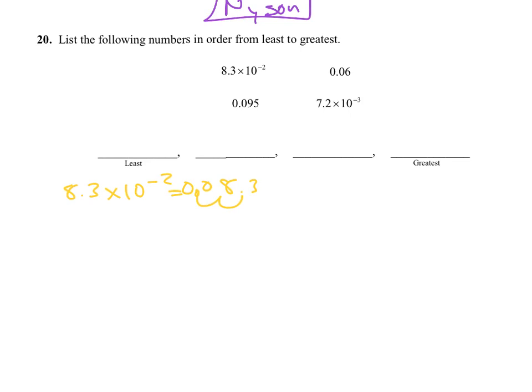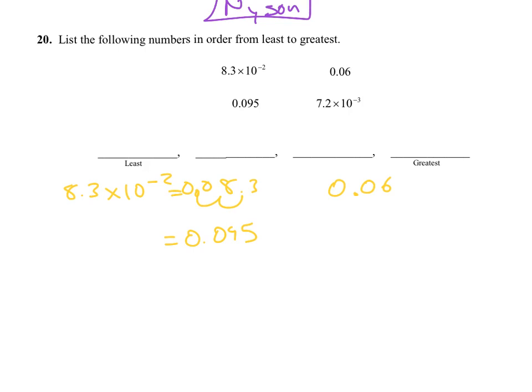0.06. It is already written in standard notation, so we shall leave it. Next number is 0.095. That is also written in standard notation, so let's leave that alone as well. So we've got 0.095. Now let's take 7.2 times 10 to the negative 3rd power.